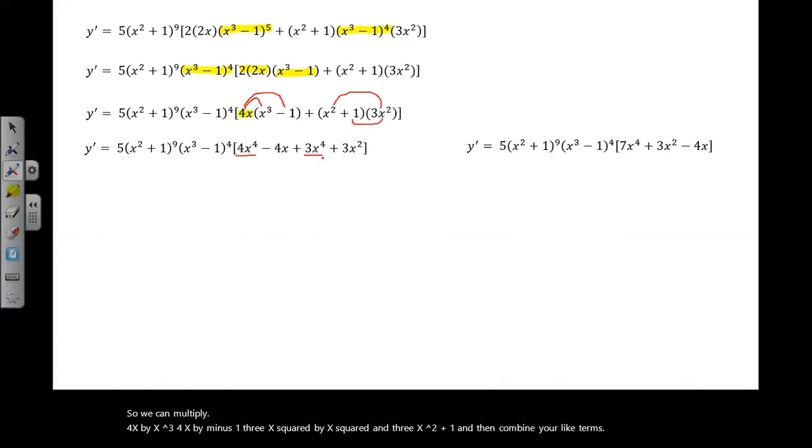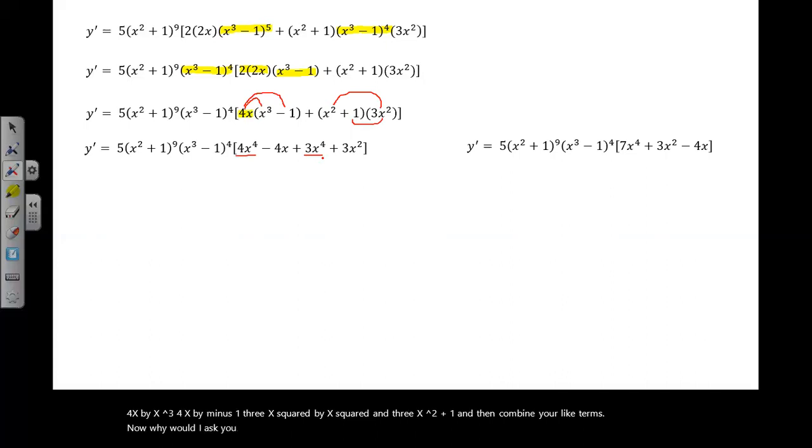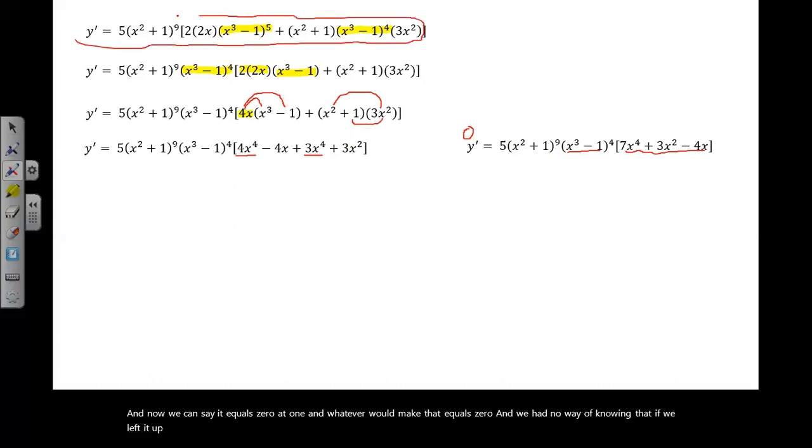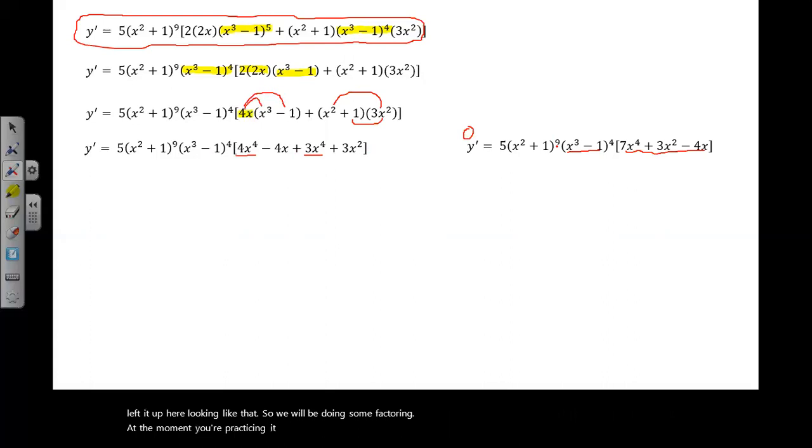Now, why would I ask you to do this? Eventually, we're going to be saying, where does this equal 0? And now we can say it equals 0 at 1, and whatever would make that equal 0. And we had no way of knowing that if we left it up here looking like that. So we will be doing some factoring. At the moment, you're practicing it just for what we need to do later. And again, watch the test to see what the question is. If it says, do not simplify at all, don't touch it.